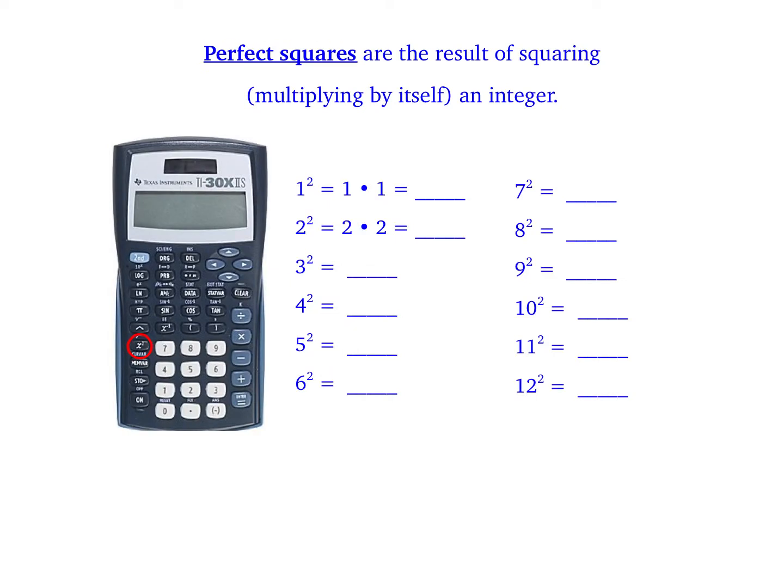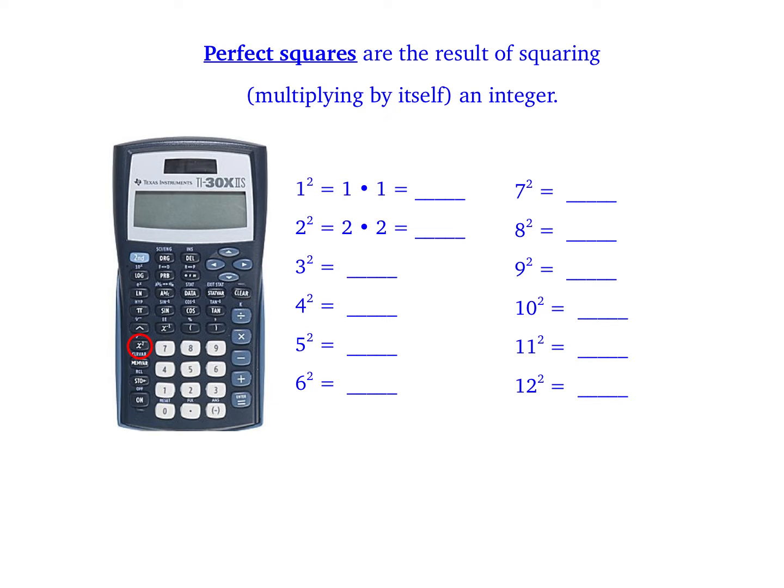So perfect squares are the result of squaring an integer. What we mean by integers is no decimals or fractions, so positive or negative whole numbers. So 1 squared would come from 1 times 1. Remember, squaring something means multiplying by itself.